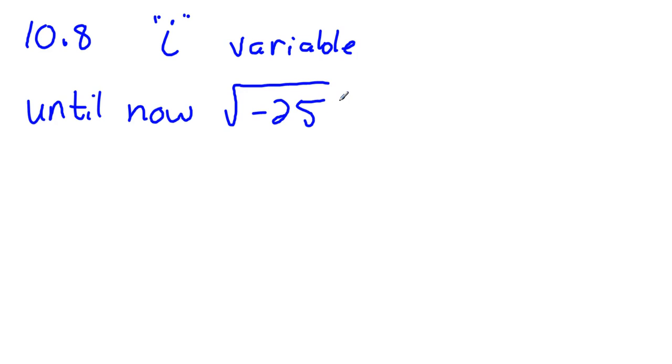Up until now, we had the square root of negative 25. We said the answer was going to be no solution. And when we get to section 8, well, now they say, well, it's not going to be a real solution, but we're going to get an imaginary solution, or sometimes they call it a complex solution. And basically it is this.